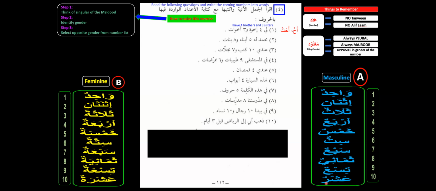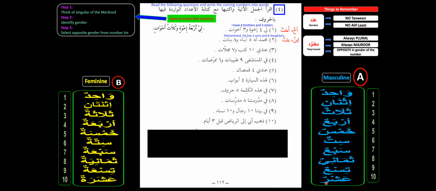So, 4 ikhwatun wa 3 akhawatun. Singulars are also given for your ease, but I would urge you, sisters, when you're doing your homework, when you're doing practice, don't look at the solutions, just solve it from your own efforts, and then come back and later check the answers. Li arba'atu ikhwatin wa thalathu akhawatin.